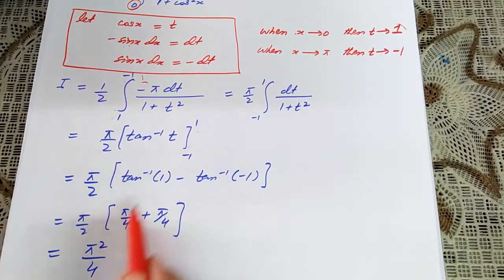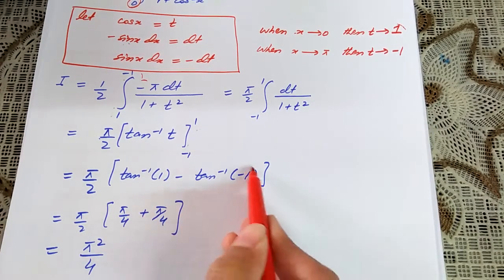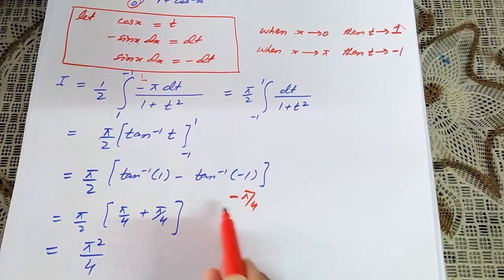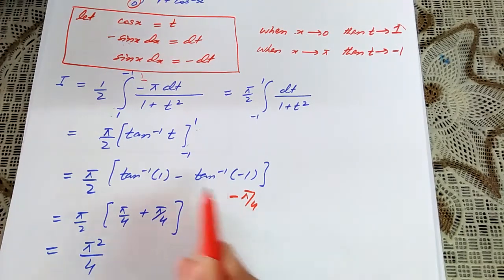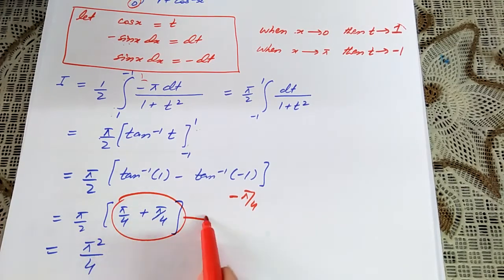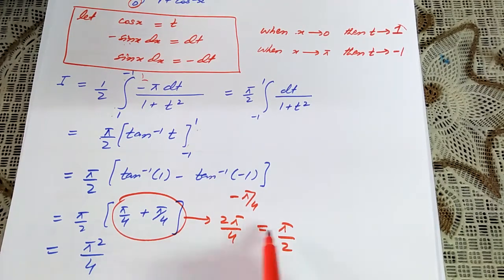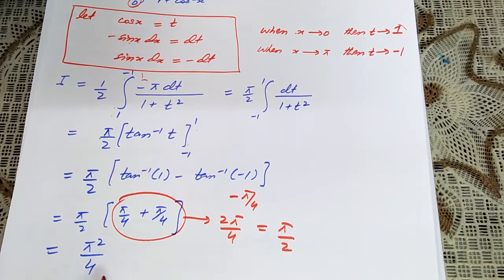We know that tangent inverse of 1 is pi by 4 and tangent inverse of minus 1 is negative pi by 4. That negative pi by 4, combined with this negative, will give plus pi by 4 here. If I solve this, I will get 2 pi by 4, which equals pi by 2. That pi by 2 and this pi by 2 will give us pi square by 4 in my answer here.